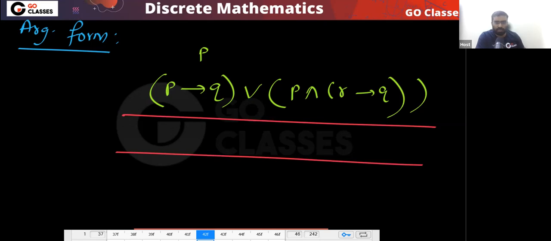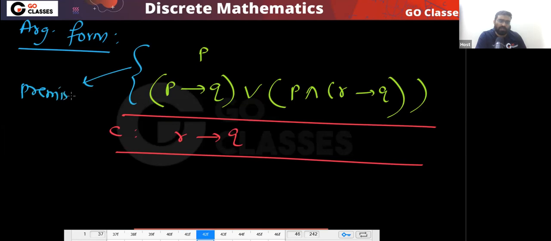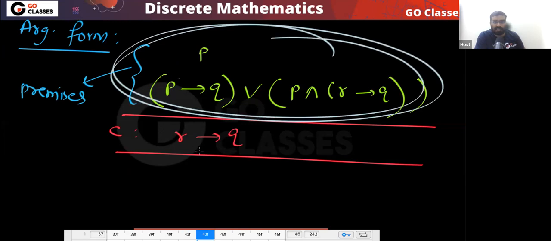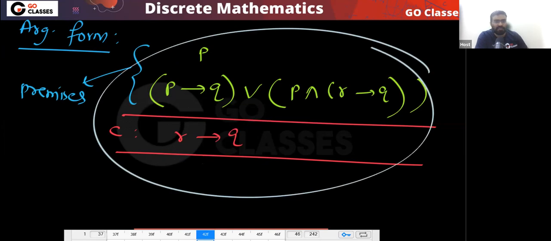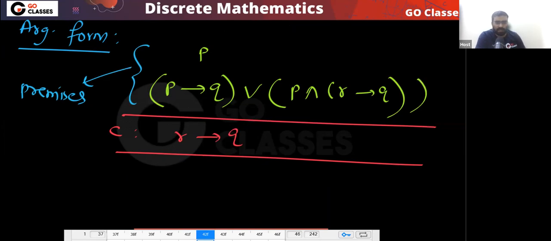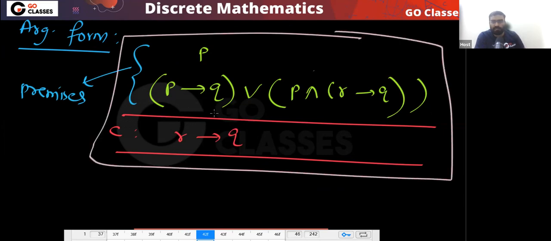And the conclusion: the question is asking, does this conclusion follow from these premises? So the question is asking, is this a valid argument? Remember, the question is simply asking that from these premises, does this conclusion follow or not? Extremely simple question. Is it valid?